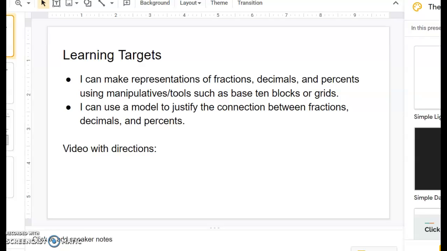Here's a look at today's assignment. The learning targets are: I can make representations of fractions, decimals, and percents using manipulative tools such as base 10 blocks or grids, and I can use a model to justify the connection between fractions, decimals, and percent.